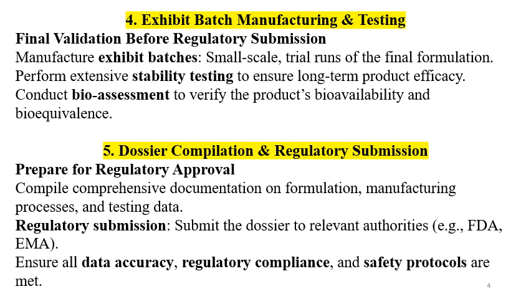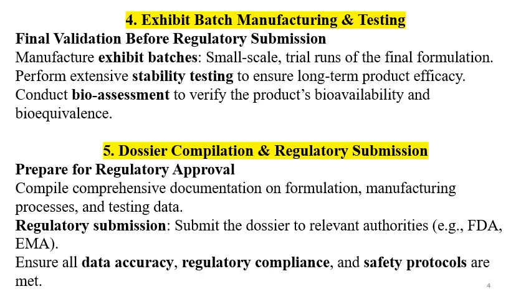Then exhibit batch manufacturing and testing. So scale up will be done, and after that final validation batches will be done before regulatory submission. So manufacture exhibit batches, small scale trials, for the final process and formulation. Then 3 exhibit batches are loaded onto the stability to ensure long-term product efficacy, and for conducting the bioassessment or bioequivalence to verify the product's bioavailability and bioequivalence. So pivotal bioequivalence is performed on the exhibit batches.